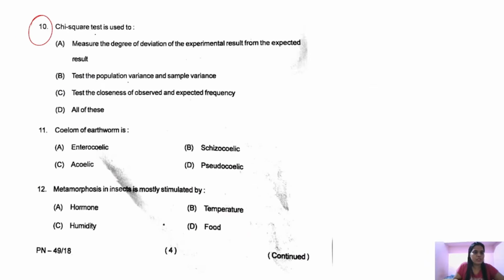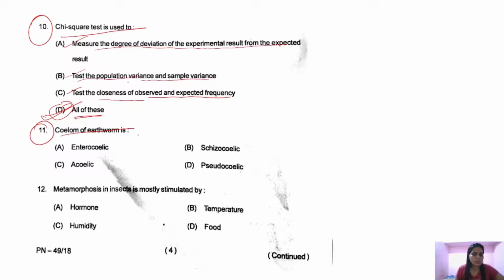Question number 10. Chi-square test is used to, options are, measure the degree of deviation of the experimental result from the expected result. Yes, this is done. Test the population variance and sample variance. Yes, this is also right. Test the closeness of observed and expected frequency. Yeah. So option number D will be the right answer, that is all of these. Next question, question number 11.